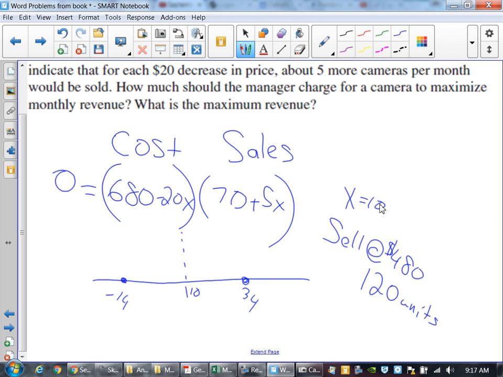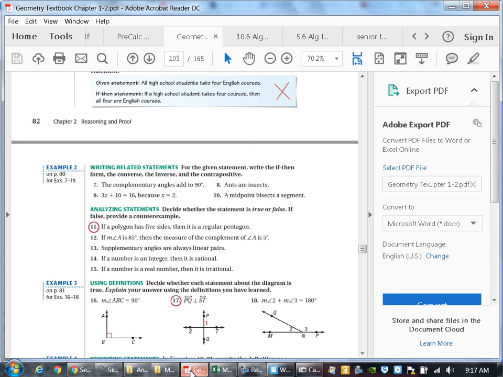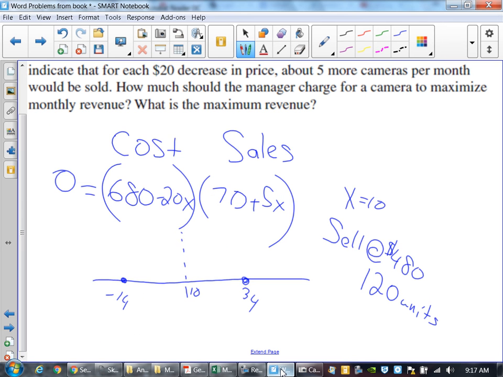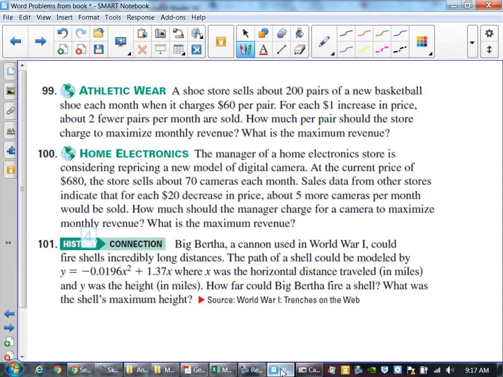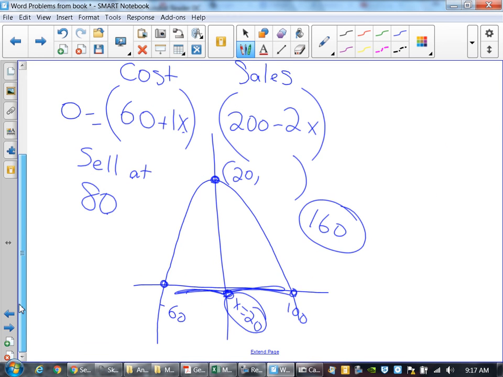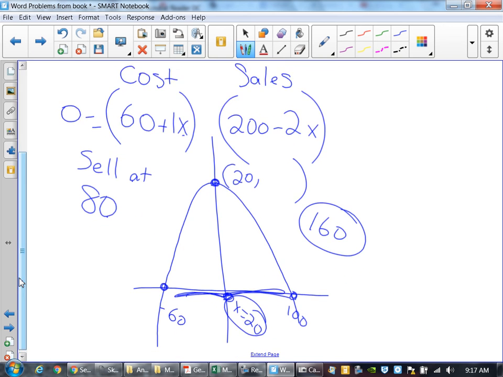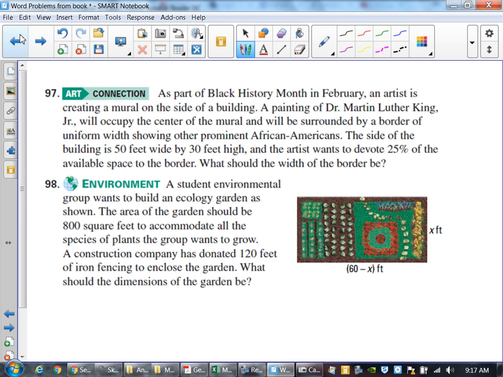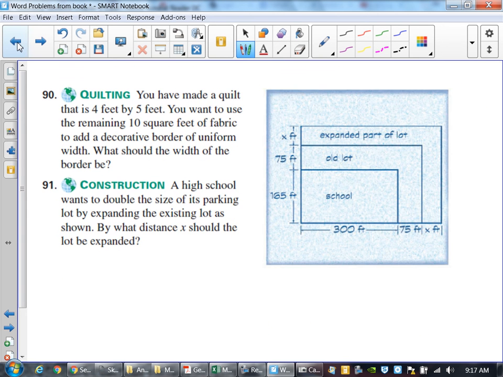Now, a couple of hints I will show you. Wait, Mr. Murphy, what was the answer to the 99? Was it 80 and 160? I think that's what we got, right? Yes. So real fast, when I go back and look at it, let me give you guys a couple of hints here.